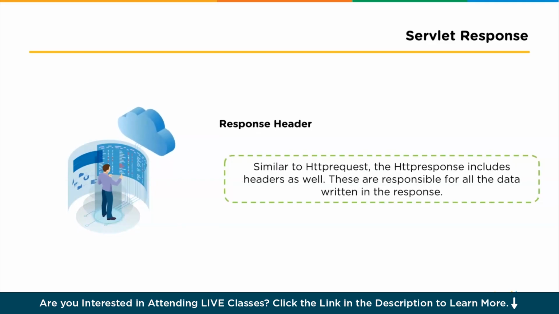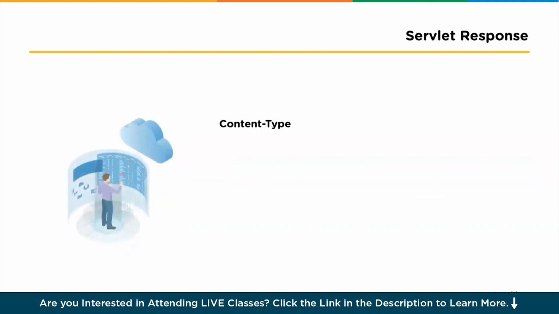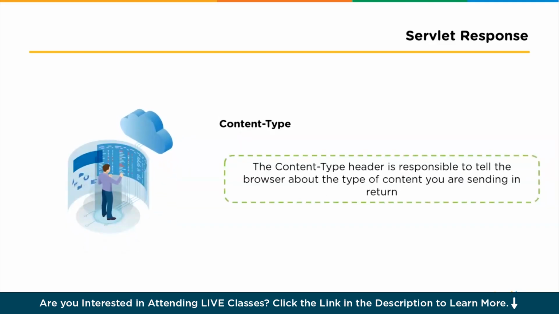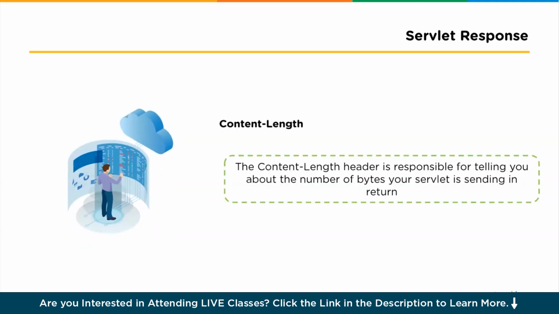Followed by the write HTML, we have the response header. Similar to the HTTP request, the HTTP response includes headers as well. These are responsible for all the data written in the response. Followed by response header, we have content type. The content type header is responsible to tell the browser about the type of content you are sending in return. Followed by content type, we have the content length. The content length header is responsible for telling you the number of bytes your servlet is sending in return.